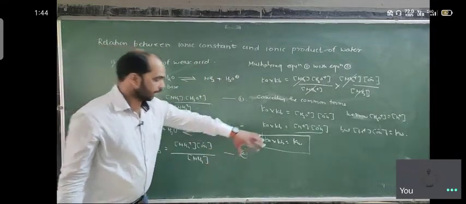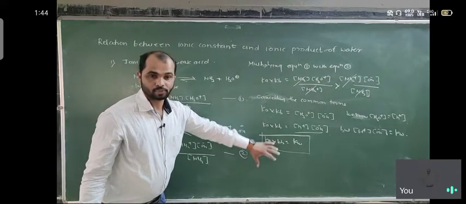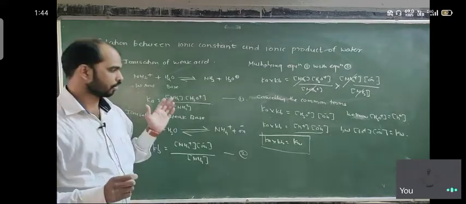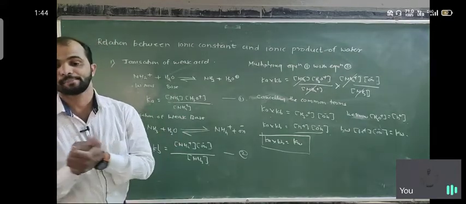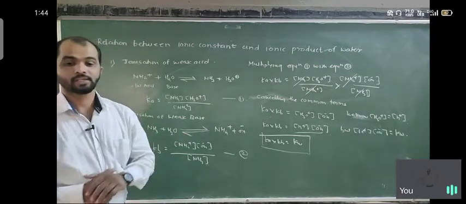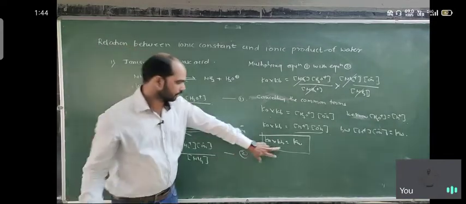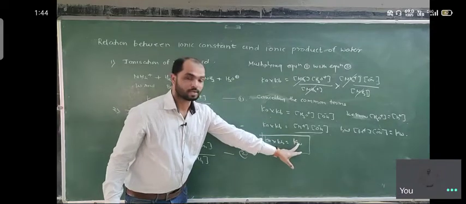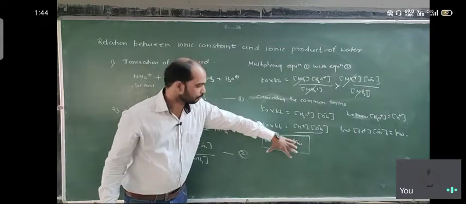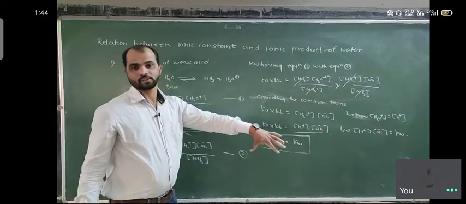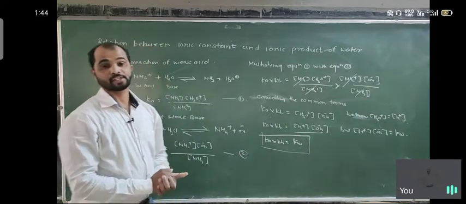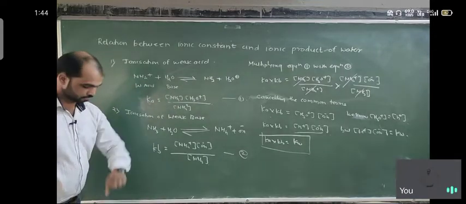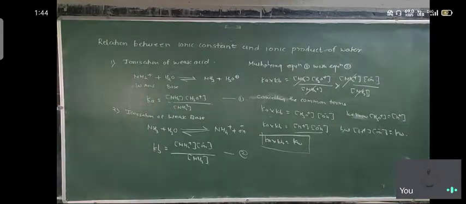It means the product of the ionization constants of the acid and its base is always equal to the ionic product. So the ionization constant of the conjugate acid times that of the conjugate base is equal to the ionic product of water. Both are equal to each other. So this is the relationship between the ionization constants and the ionic product of water. And then we will discuss the last point.